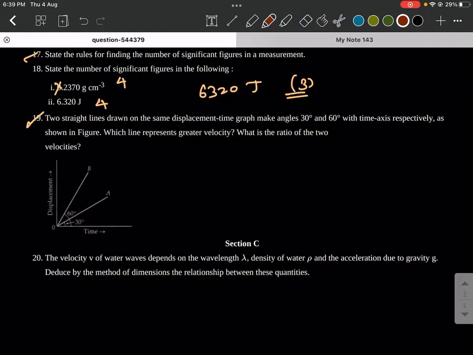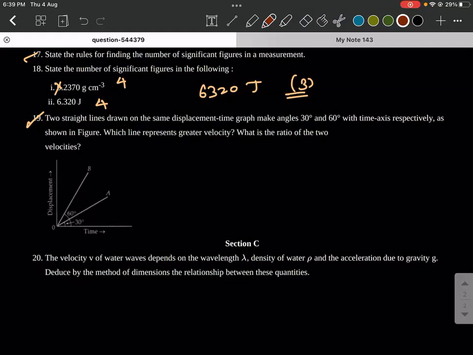For a displacement time graph, what will slope be? Slope is not a very big term. Slope is y by x. What is there on y-axis? Displacement. X-axis, time. So slope of a displacement time graph is velocity. And if angles are given, what is slope? Tan. Tan theta. What is that theta? Theta is the angle made by the line with the x-axis.